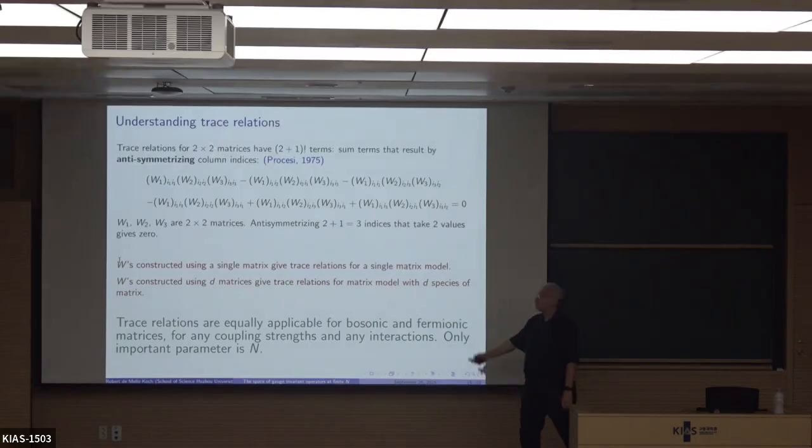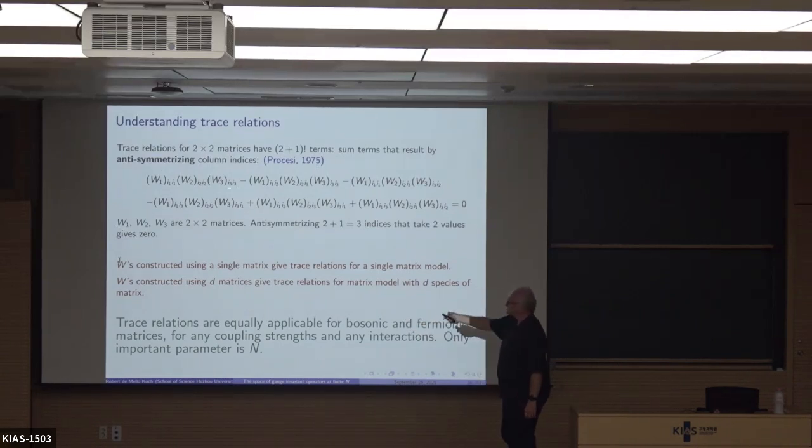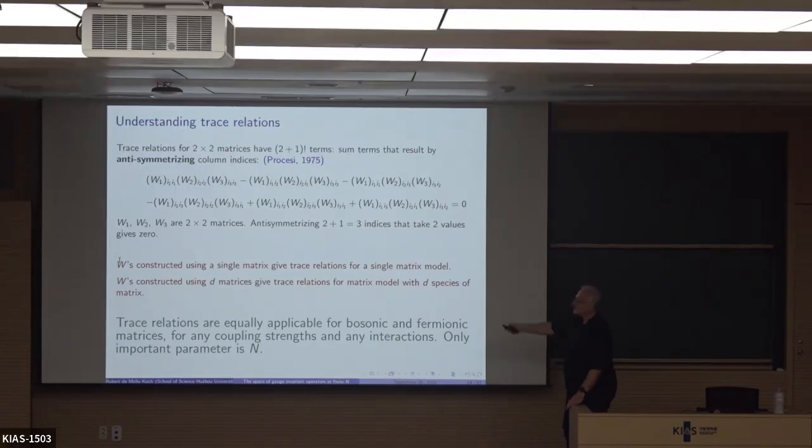The trace relations for 2 by 2 matrices have 2 plus 1 factorial, so 3 factorial, so 6 terms. And the 6 terms are obtained like this. W1, W2, W3 are 2 by 2 matrices. So I've written down the 3 matrices side by side there. And now what I do is I anti-symmetrize on the indices i1, i2, i3. So for example, I could swap i1 and i2. So that's what I've done in this term. It cost me a minus. Or I could have swapped i2 and i3, or i1 and i3. So these are just cases where I swap a single index.